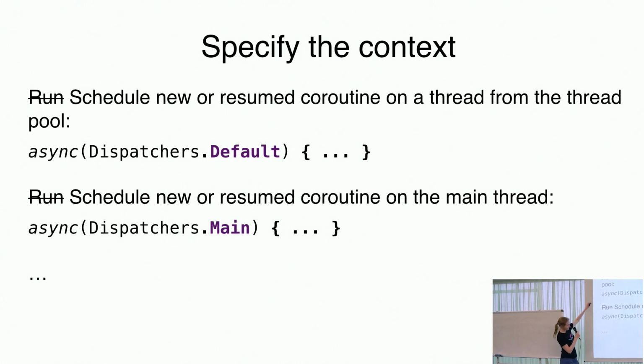And also, when we're talking about running coroutines on thread pools, they are not attached to threads, and a coroutine can be continued on any free thread. So it just uses all the threads from the common thread pool.